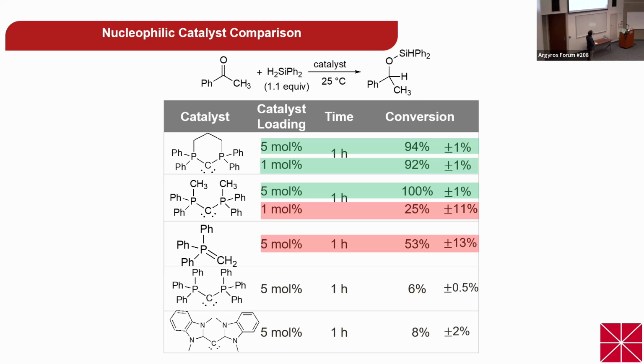This was likely due to the added stabilization that the closed ring structure provides for our cyclic carbodiphosphorane catalyst. That closed ring structure would provide added stabilization and allow the catalyst to keep reacting even at these low mole percentages.